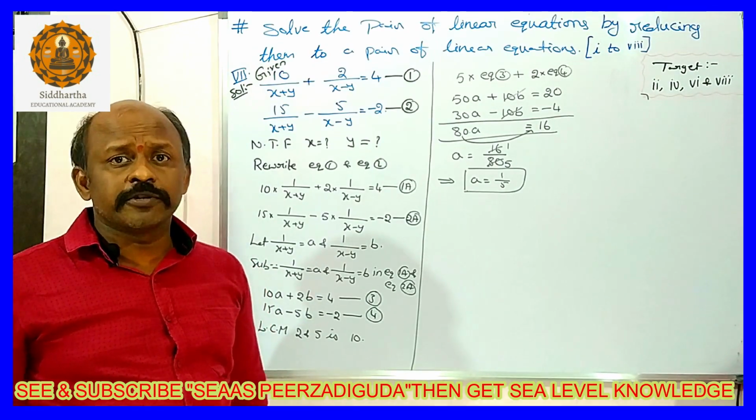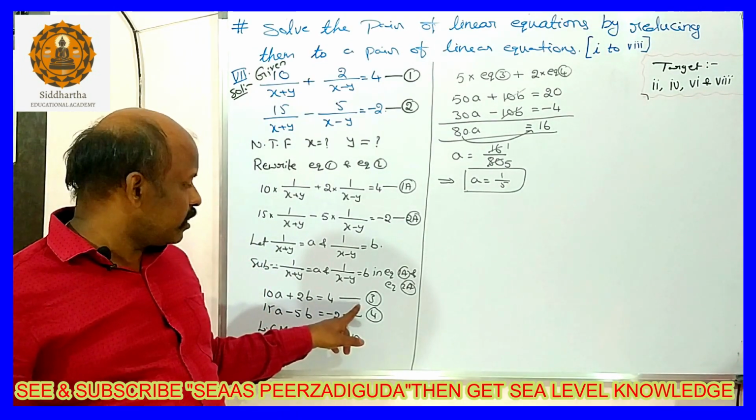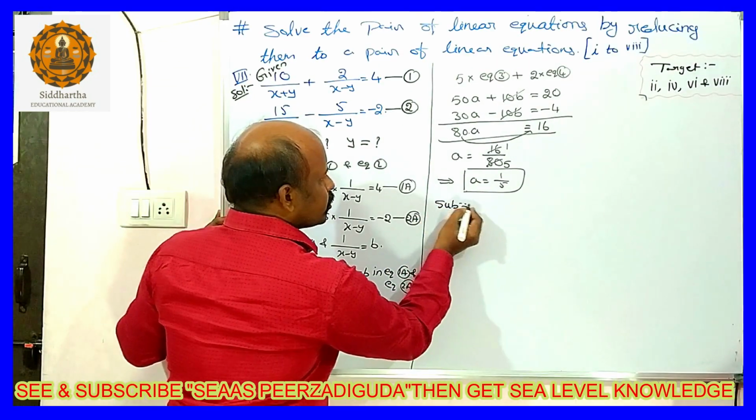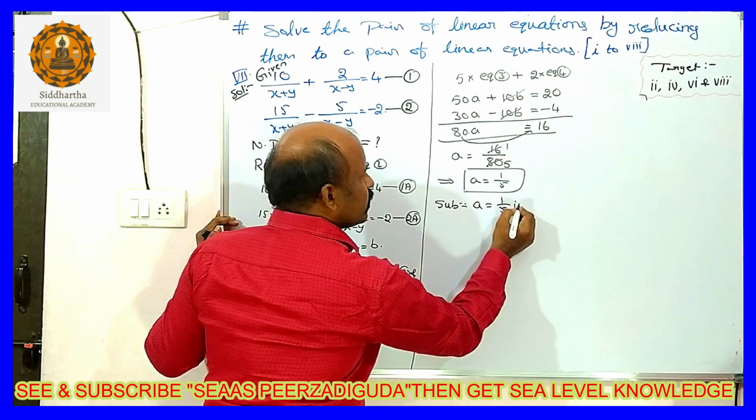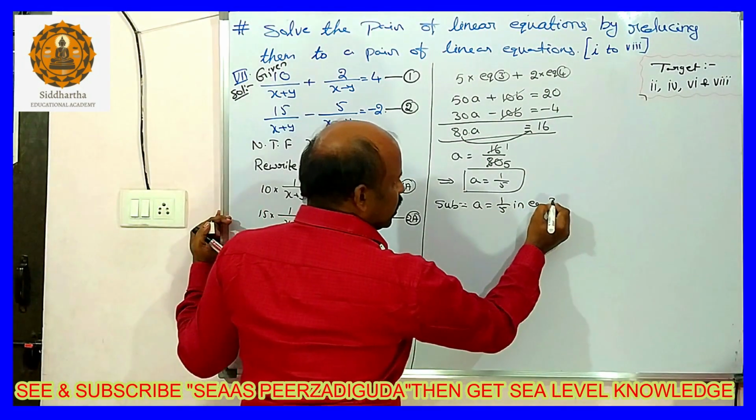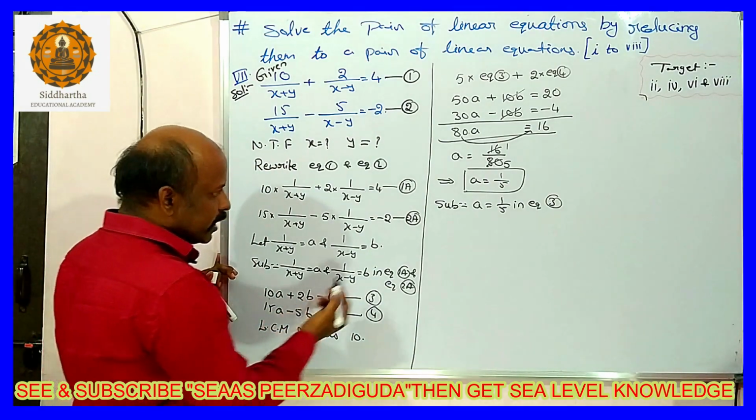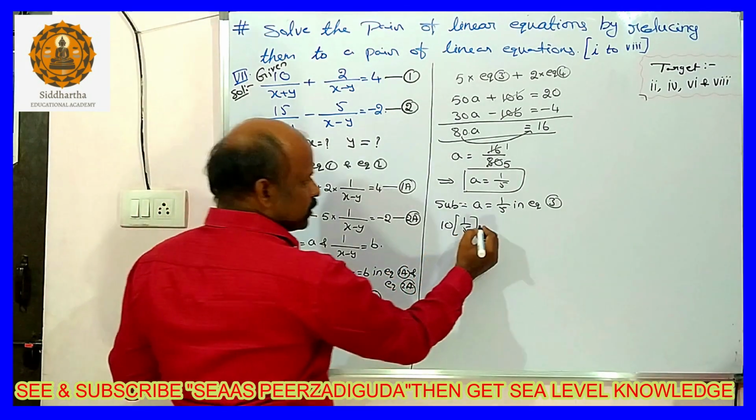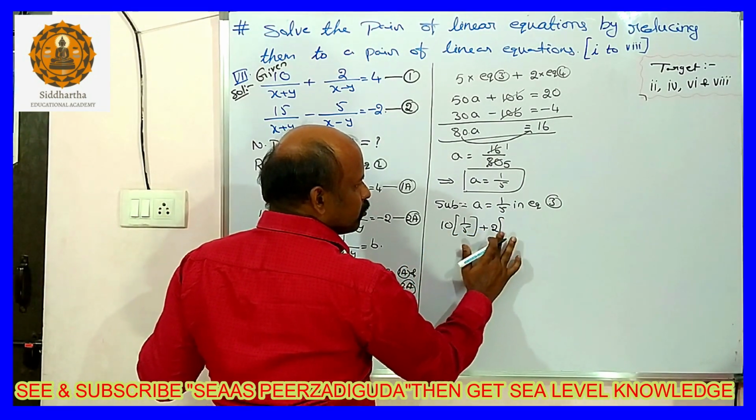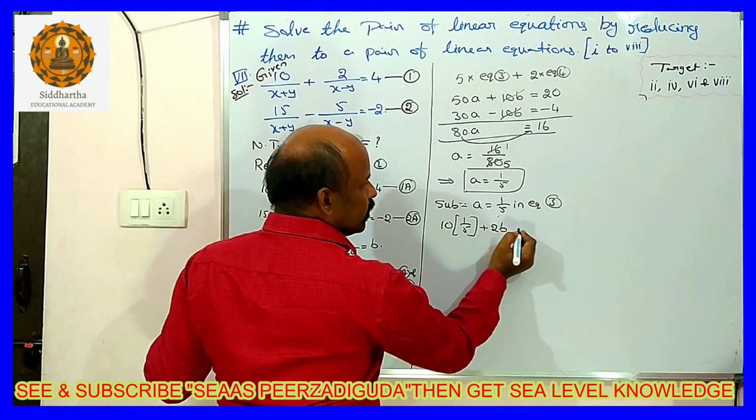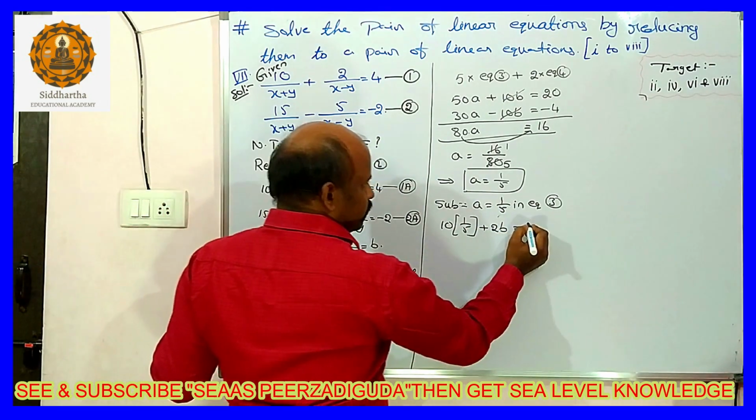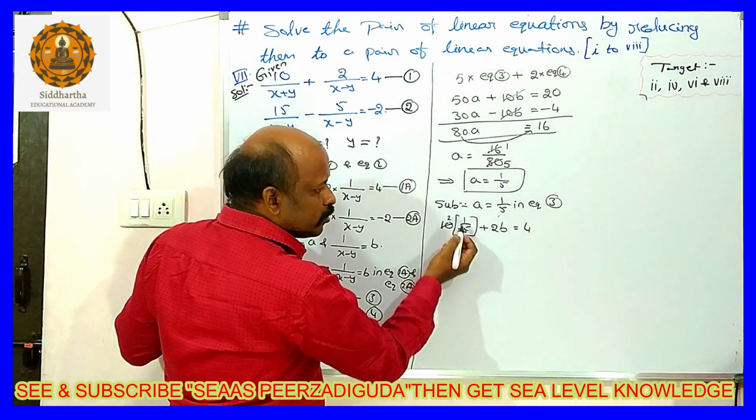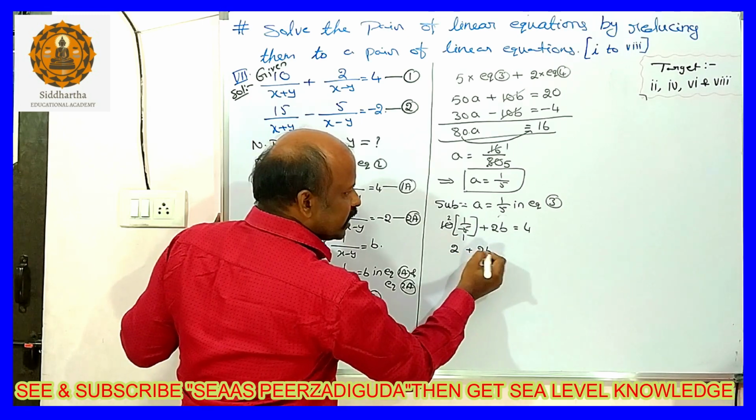Now I am going to substitute the value of a in equation number 3. So once you observe, substitute a is equal to 1 by 5 in equation number 3. So what is equation number 3 over here? 10a. 10 a value is 1 by 5. 1 by 5 plus 2b. We don't know b value, that only we are finding. That's why b is equal to, what is there? 4 is there. Now 5 ones are 5, 5 twos are 10. So 2 into 1, 2 plus 2b is equal to 4.